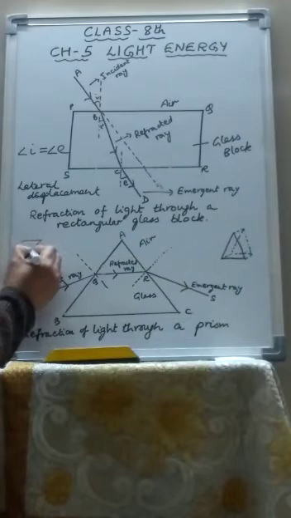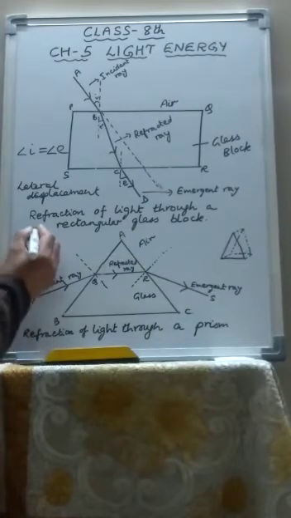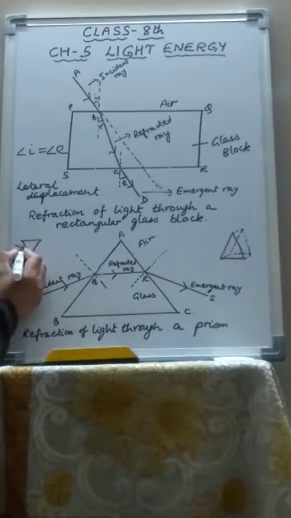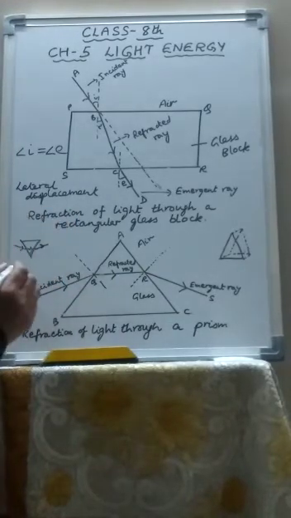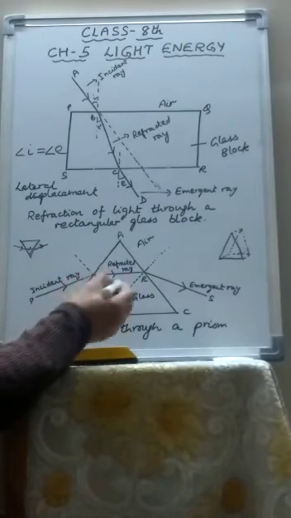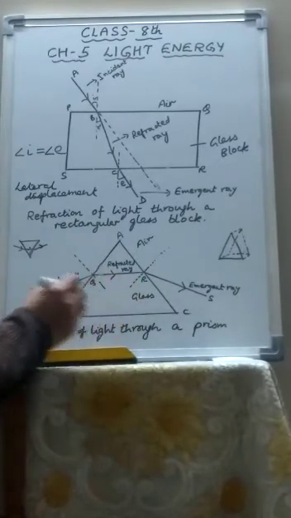Suppose the prism is kept like this. Now the base is upwards. So the light ray will move like this towards the base, upwards. So the light ray always bends towards the base of the prism.